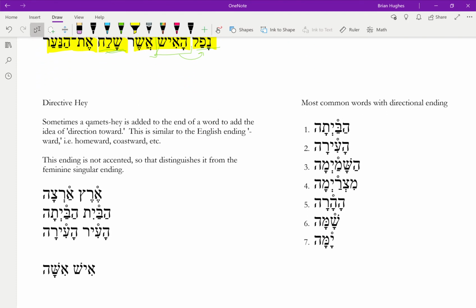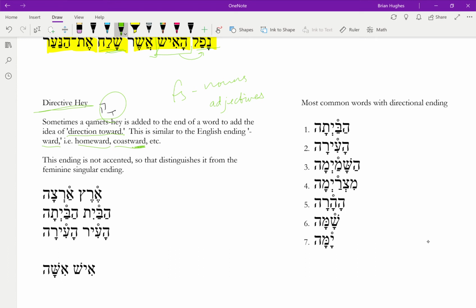The last thing to cover in this chapter is the directive he. There are times in which a qamets he is added to the end of a word to add the idea of direction toward. This is similar to the English endings like homeward, coastward, cityward, which give us the sense of, oh, I'm going in that direction. You already know a qamets he from a feminine singular ending on nouns and on adjectives.